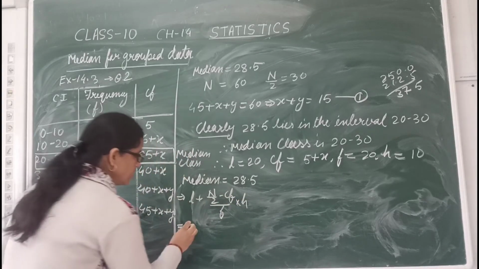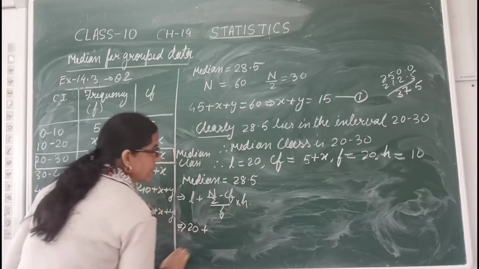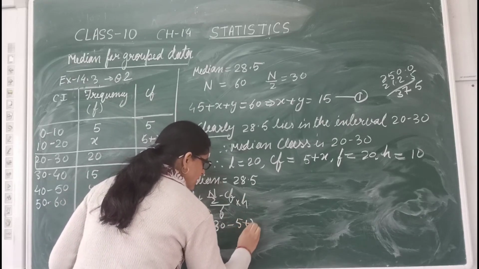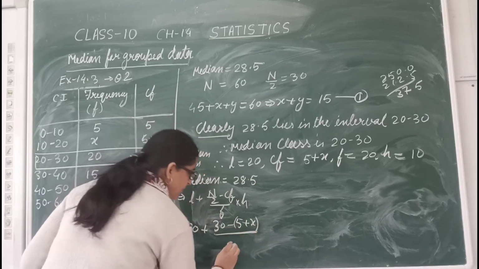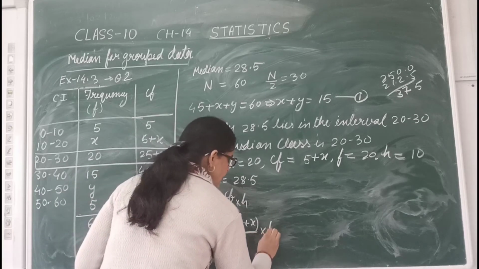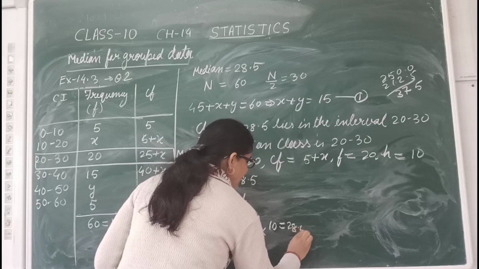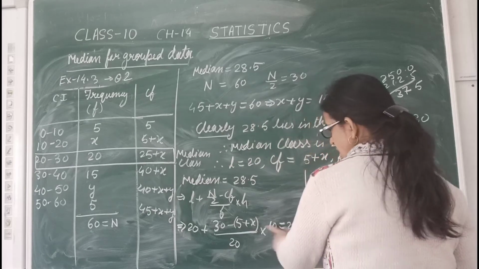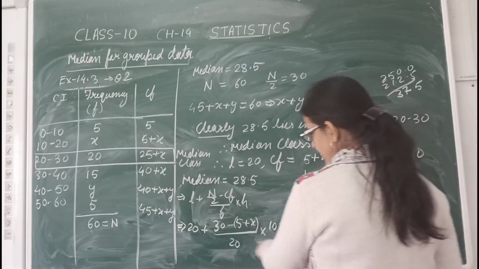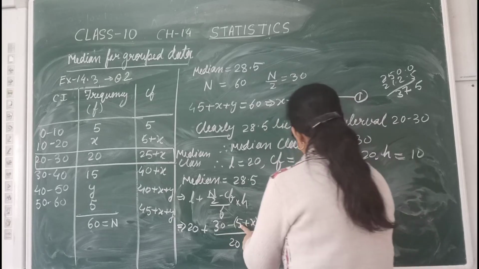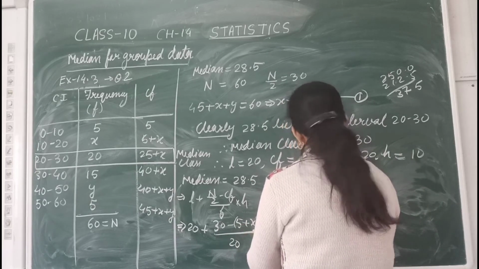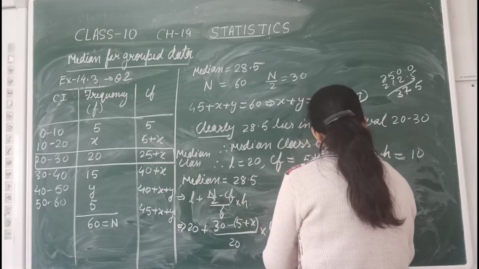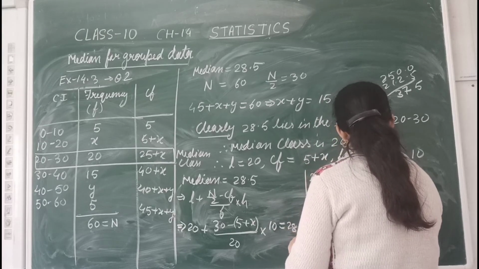Now L value is 20 plus n by 2 is 30 minus CF is 5 plus x, divided by F is 20, into H is 10, equals 28.5. Take it. Till this much is only substitution of the values. Now this 20 will go to the right side and become 8.5, and over here 30 minus 5 is 25. 25 minus x divided by 20 into 10 will be equal to 8.5.